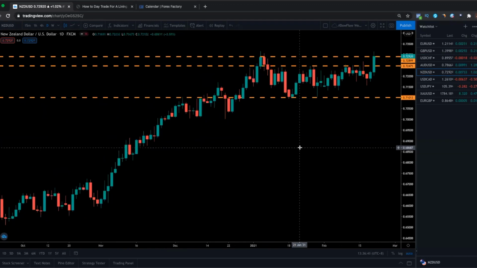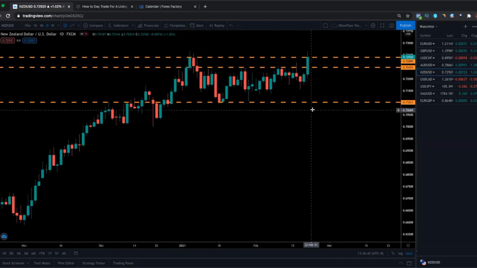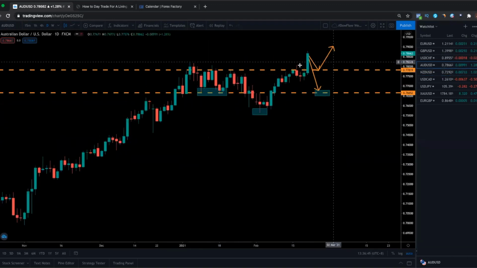Kiwi dollar is not as clear as the Aussie dollar, okay, because if you look at Aussie dollar, it cleared all the resistance.